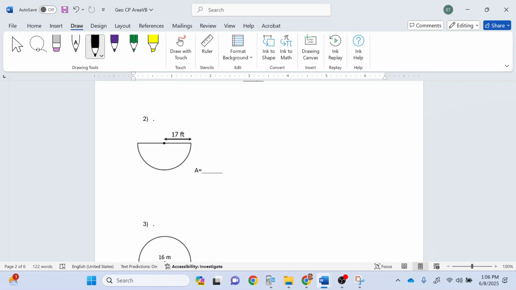All right, this one is a semicircle, so that's half a circle. Hopefully you know the area of a circle is pi r squared. But in this case, because it's half a circle, I divide it by 2. So pi times 17 squared divided by 2. So 17 times 17 divided by 2 is 144.5 pi.